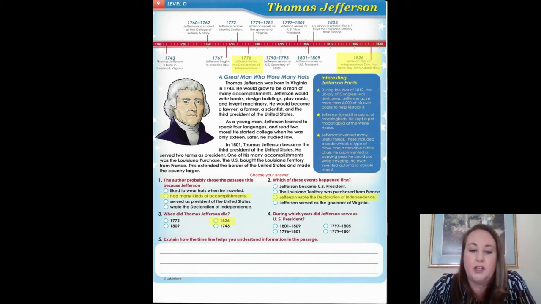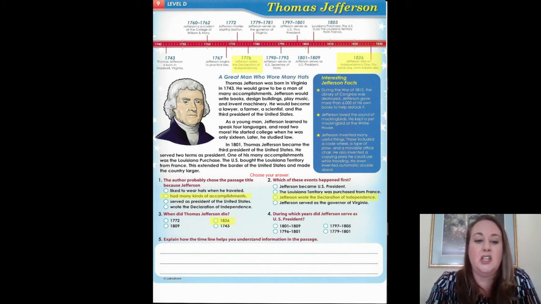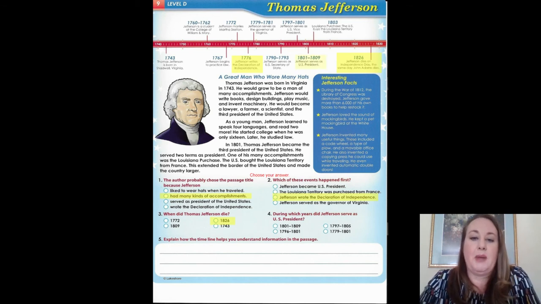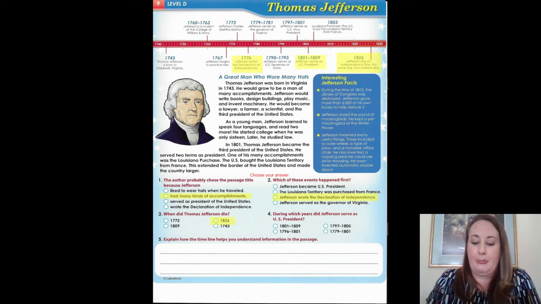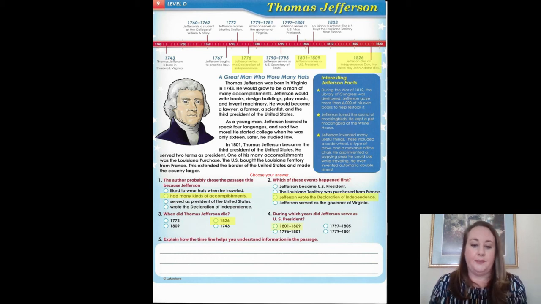All right, number 4. During which years did Jefferson serve as U.S. president? Now, I know when he became president in 1801 because I see that in the passage and I see that he served 2 terms, but I need to go up to the timeline to figure out how long that lasted. So then I would go up to my timeline and I see 1801 and it lasted from 1801 to 1809. So he served as president. That answer would be A, 1801 to 1809.